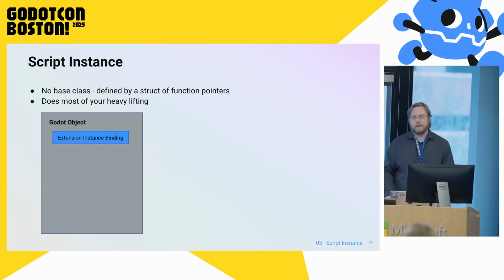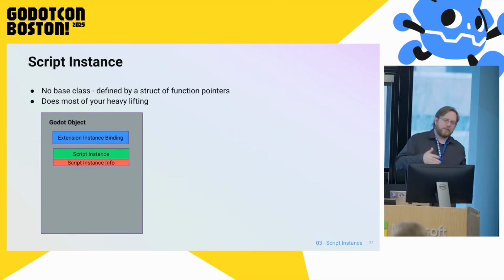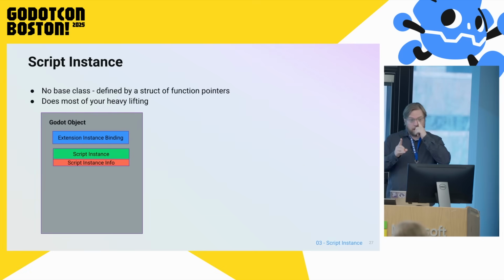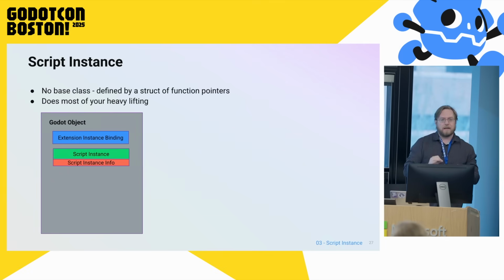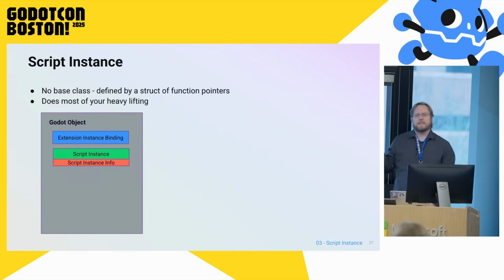So like I said, in Godot object, you have an extension instance binding, which is a mapping of extension to the extension representation. There's also a script instance and script instance info on every single Godot object. And this works basically the same way, except there's only one. So when you have a node, you bind a script to it. It will then say, from then on, when you call a function on that object, the first thing it's going to check is, does that method exist on the script instance? And if it does, I'm going to call it on the script instead.